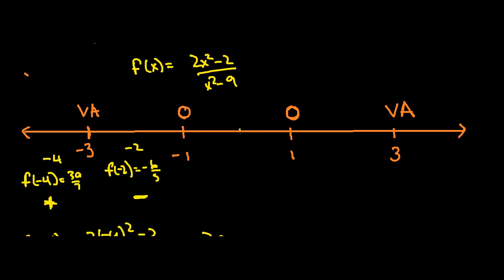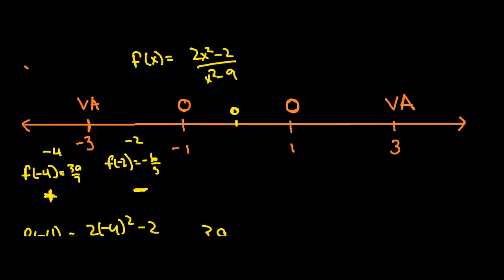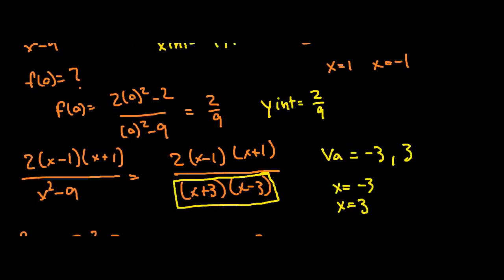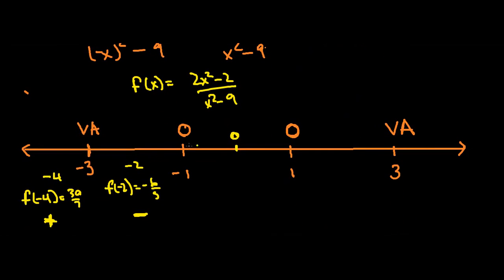Everyone loves pictures. So now we need one between minus 1 and 1. And if we recall, we had our y-intercept, 0. So we might as well figure out what that is, and 0 is as good of a point as any. Actually, we don't even need to figure that out, because we already figured out what the y-intercept was, and that was 2 over 9. Our y-intercept happens to be in between minus 1 and 1, and we found out that f of 0 is equal to 2 over 9.